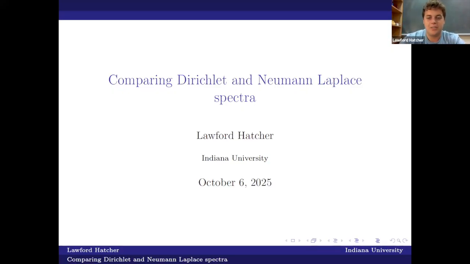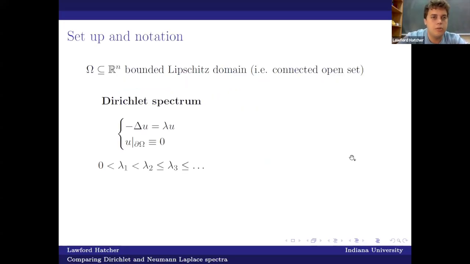So like the title indicates, I'm going to be comparing Dirichlet and Neumann spectra for the Laplace operator, mostly in Euclidean space, but at the end, we'll talk a bit about manifolds. So let me just get to the setup. I'm mostly going to be working on bounded Lipschitz domains, so just open connected sets in R^n.